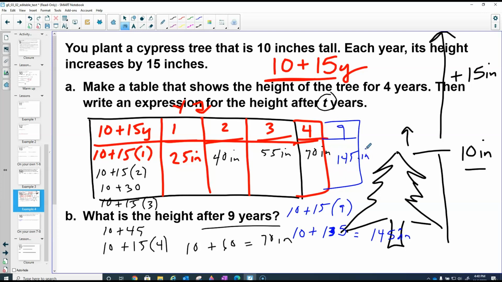So it's pretty cool. This kind of looks like chaos right here, but algebra is so interesting because once you can put those numbers in place of all those variables, really the sky's the limit of what you could figure out. Pretty awesome.